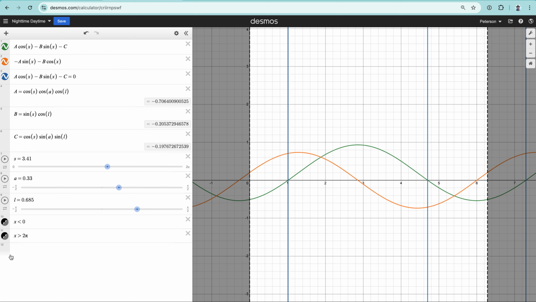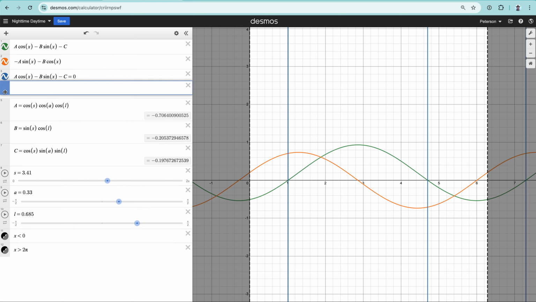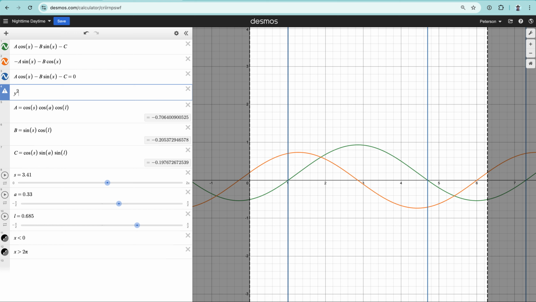And for that, I'm going to type something that looks like it came out of nowhere. I'm going to type y squared equals a squared plus b squared minus c squared. I derived that separately on paper. I recommend trying to do that yourself. Here's how you do it.